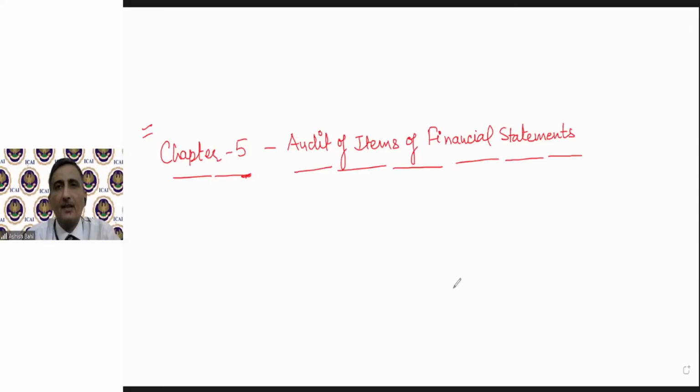Chapter 5, audit of financial statements. In the first lecture we had done how to audit and verify trade receivables and cash equivalents appearing in the financial statements, particularly in the context of companies.